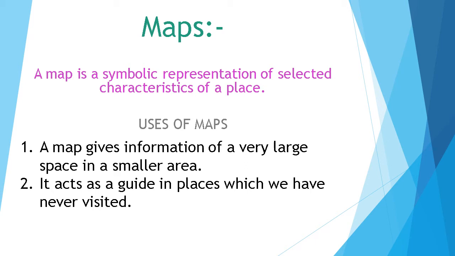Students, let us discuss about maps. A map is a symbolic representation of a selected characteristic of a place. Maps are used to give information of a very large space in a small area, and it acts as a guide in places which we have never visited.